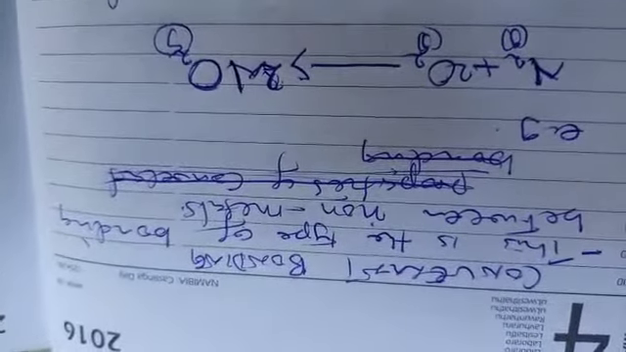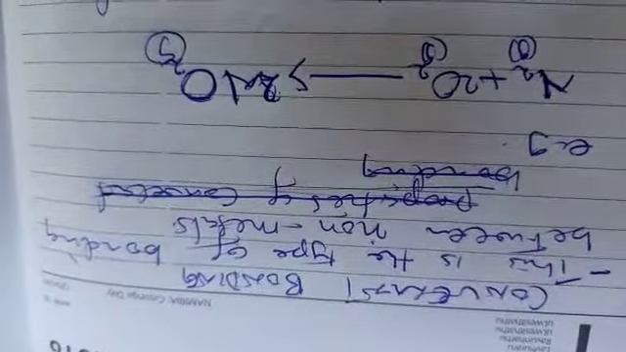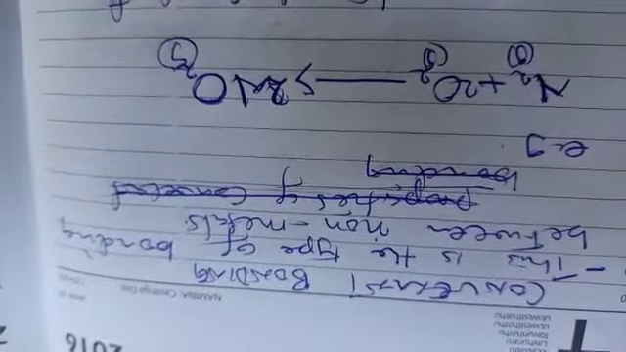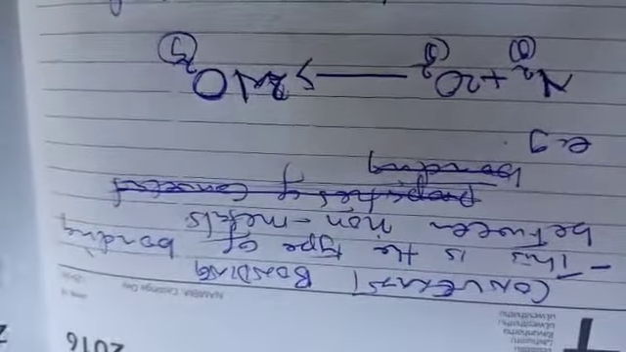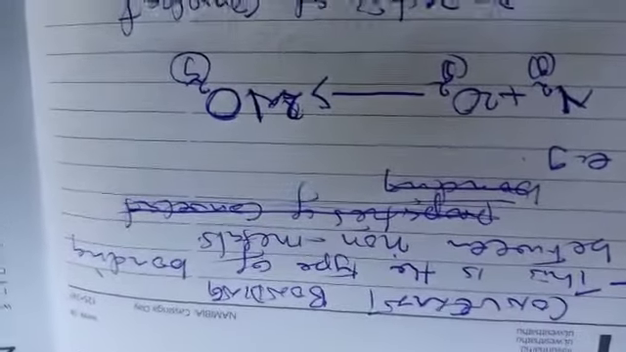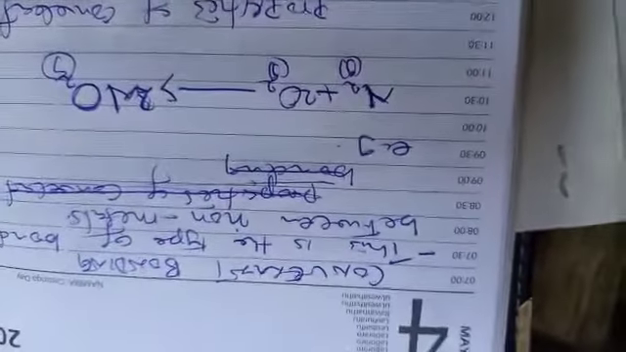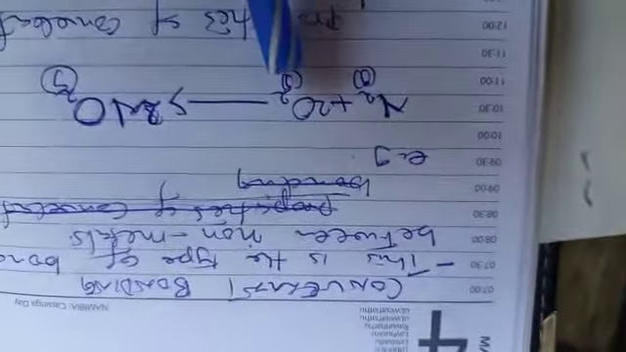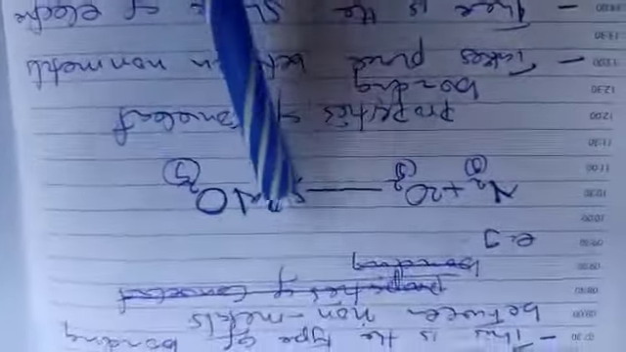We also have covalent bonding, the type of bonding between non-metals. So when a non-metal reacts with a non-metal, the type of bond formed, we call covalent bonding. So a bond between non-metals, we call covalent bonding. So we have nitrogen reacting with oxygen, producing nitrogen dioxide. This type of bonding between nitrogen and oxygen, we call covalent bonding.